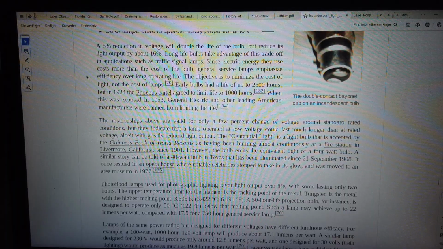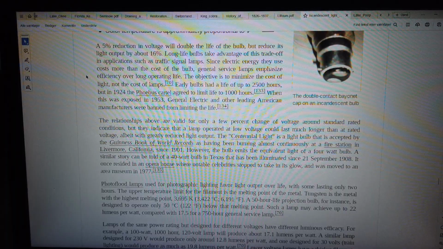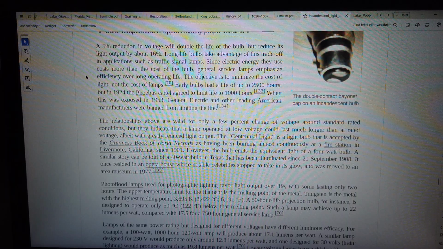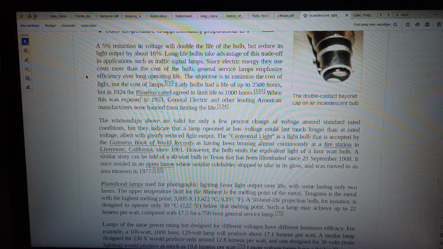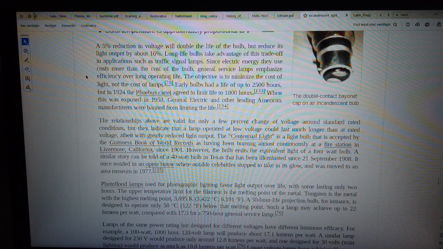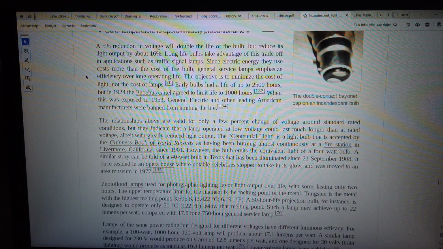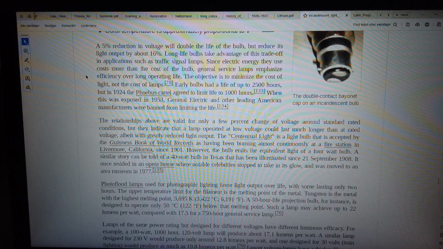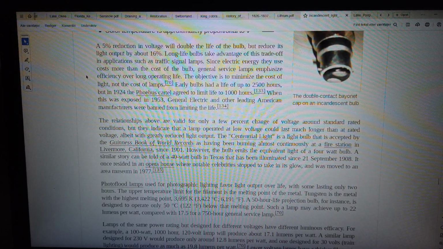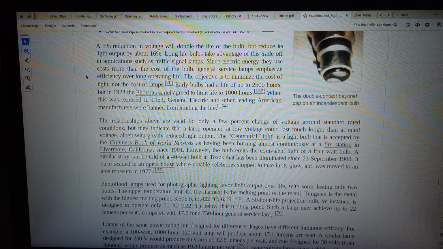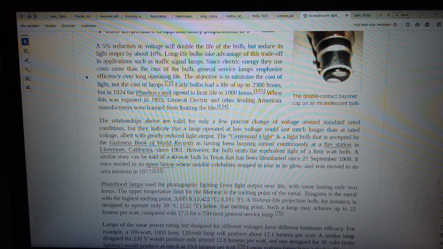Long-life bulbs take advantage of this trade-off in applications such as traffic signal lamps. Since the electric energy they use costs more than the cost of the bulb, general service lamps emphasize efficiency over long operating life. The objective is to minimize the cost of light, not the cost of lamps. Early bulbs had a life of up to 2,500 hours, but in 1924 the Swiss cartel agreed to limit life to 1,000 hours. When this was exposed in 1953, General Electric and other leading American manufacturers were banned from limiting the life.